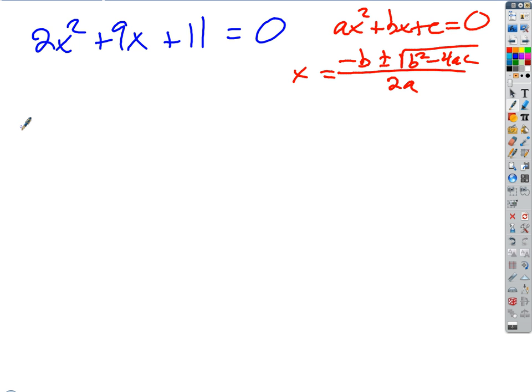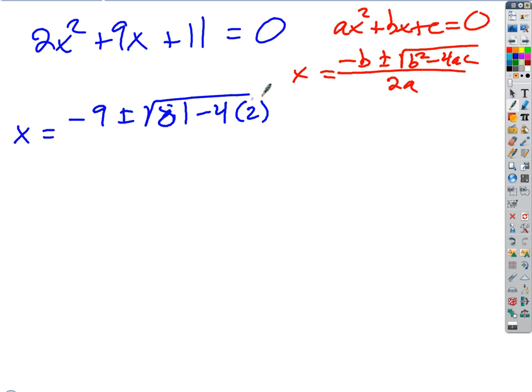If we plug in these values of a, b, and c, x equals negative 9, plus or minus the square root of 9 squared. Okay, so 9 squared. Yep. So Brantley, what's that going to be? Help us out here. Fill in the quadratic formula. So what do we got? So 81. Okay, put those in parentheses, right?